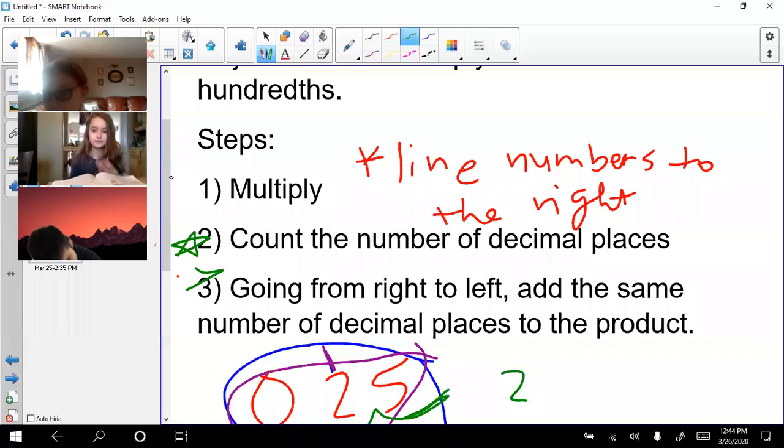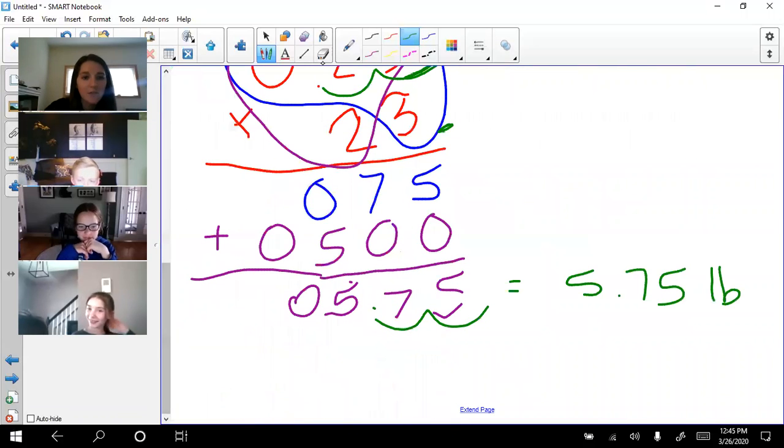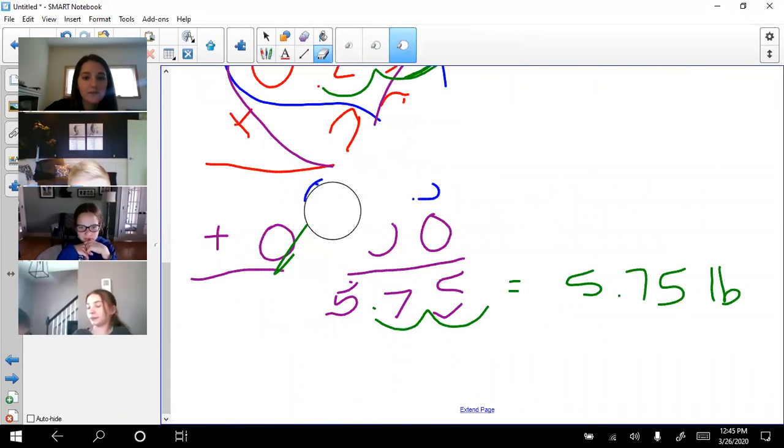All right, let's go back again. Step number 1, multiply. Step number 2, count the number of decimal places. Step number 3, move from right to left, the same number of decimal places. Mirror. Good. All right. Let's go ahead and do the next problem, and then we'll all kind of open it up to the floor.